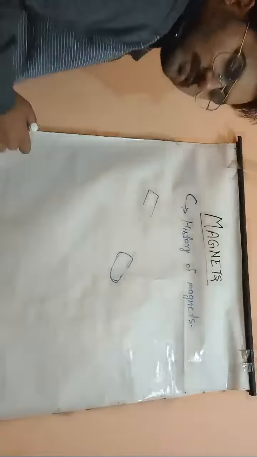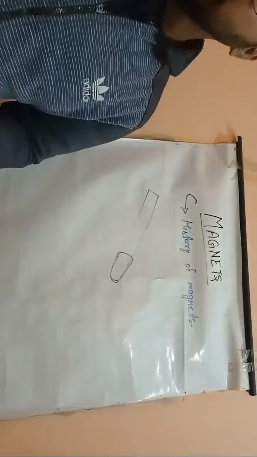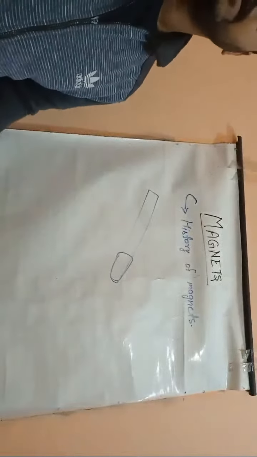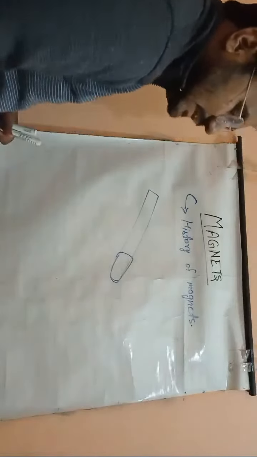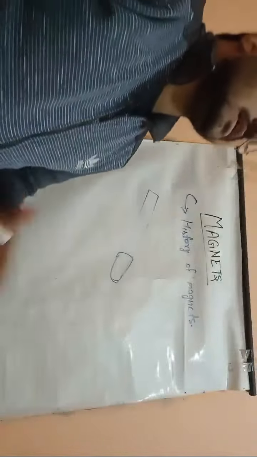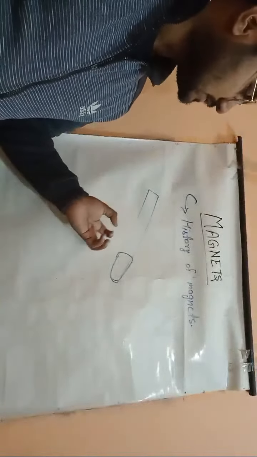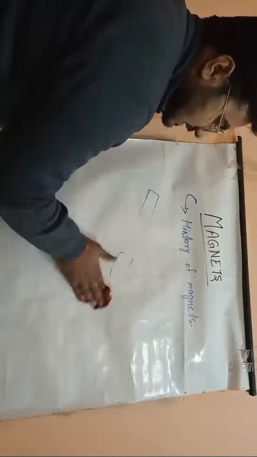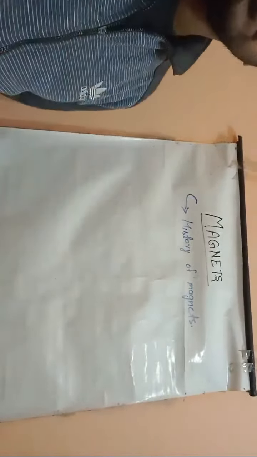All of a sudden, at a place, the stick struck a rock, and it was stuck to that. When it stuck, the shepherd was so confused about why it stuck on that. Then, after much research, it was found that this rock was made up of some magnetic substances, and that is where the history of magnet begins. In this way, magnets were found.